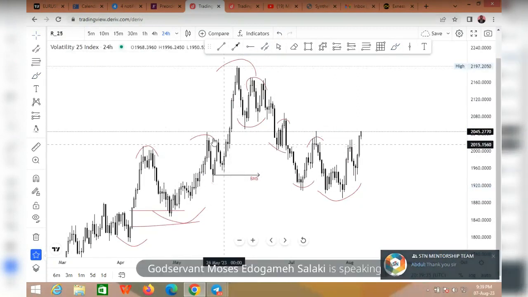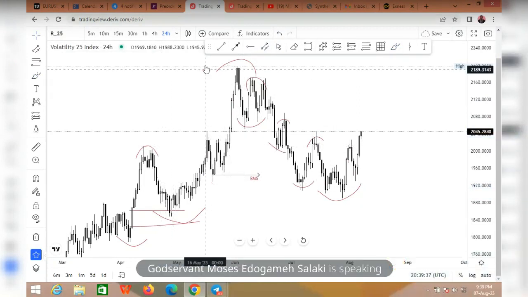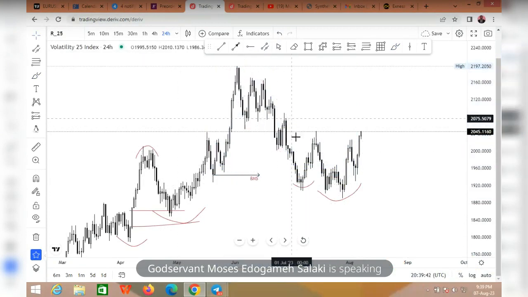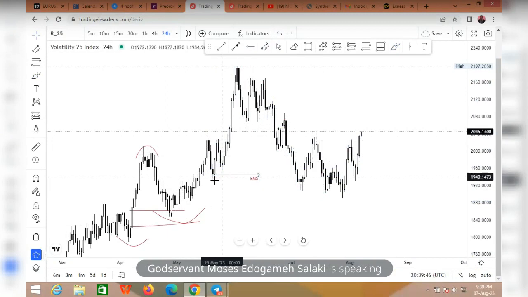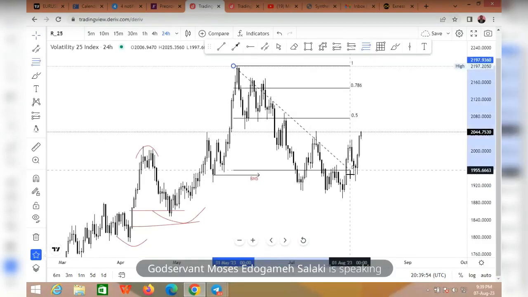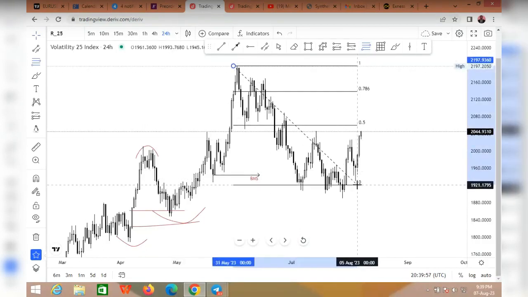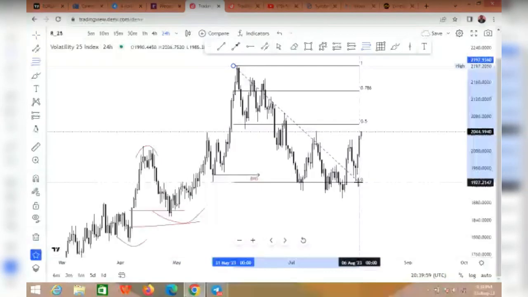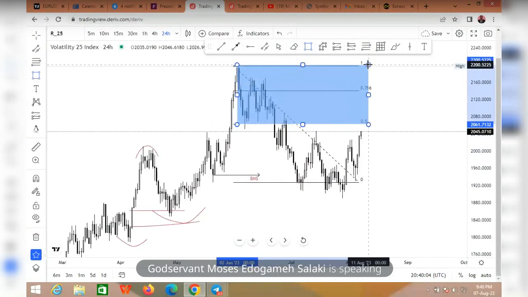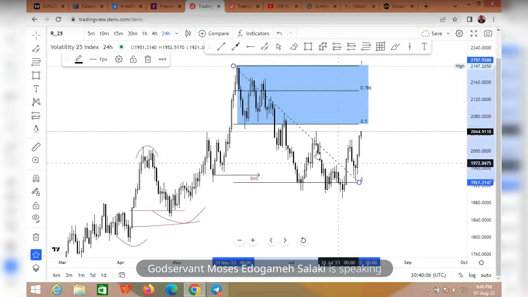Now that price has given us this break of structure, let me clear this, because I love my chart being clean. Price has given us this break. What am I waiting for? I'm waiting for price to push up, to give me this push, maybe somewhere around the zone.